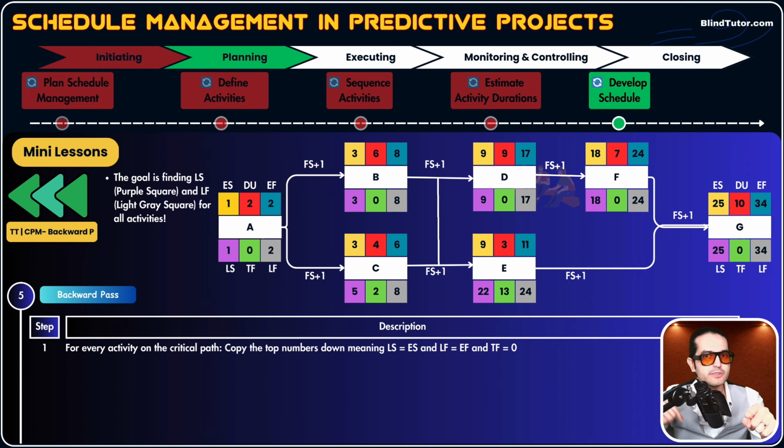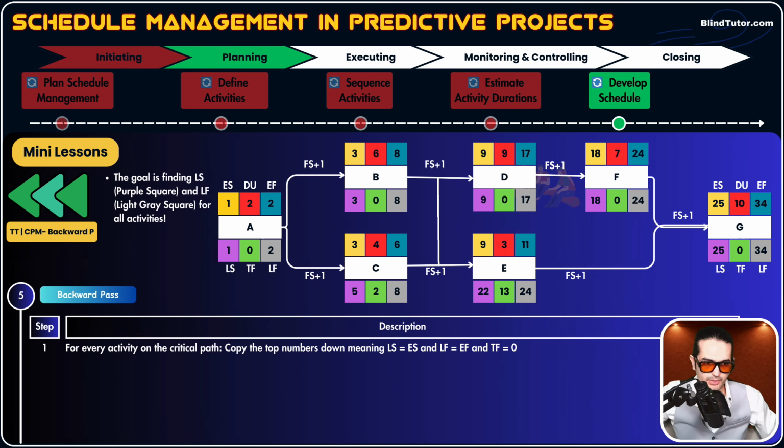That bottom middle green square is 0. So we put 0. That green square is the total float of that activity. We put 0 for those activities that are on the critical path. TF of activity G, 0. TF of activity F, 0, D, 0, B, 0, A, 0.